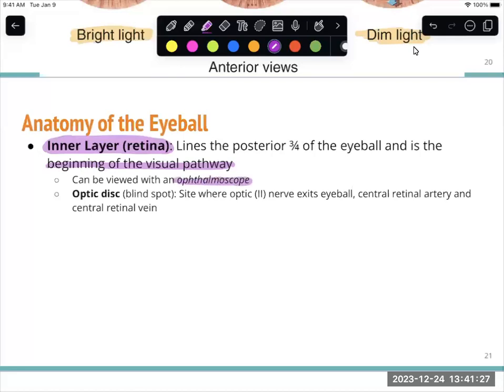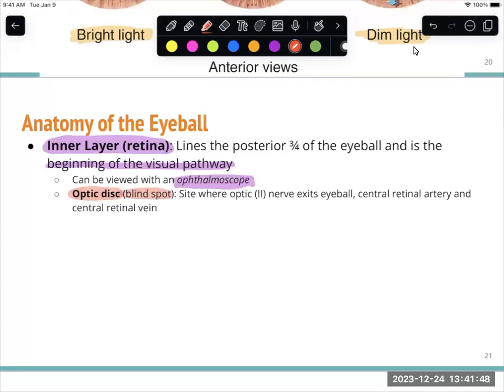An eye doctor can use an ophthalmoscope to view the retina. And in the back of the retina, we have this optic disc. This optic disc is considered a blind spot.